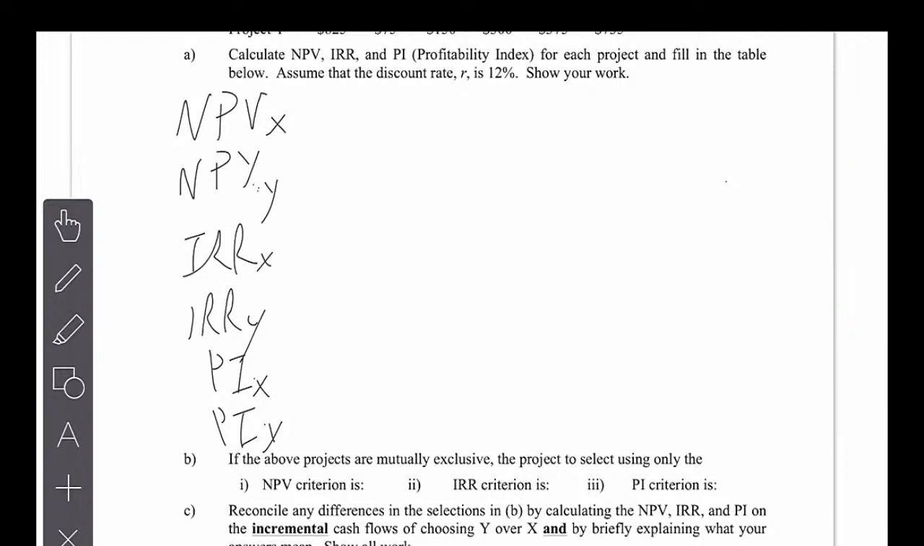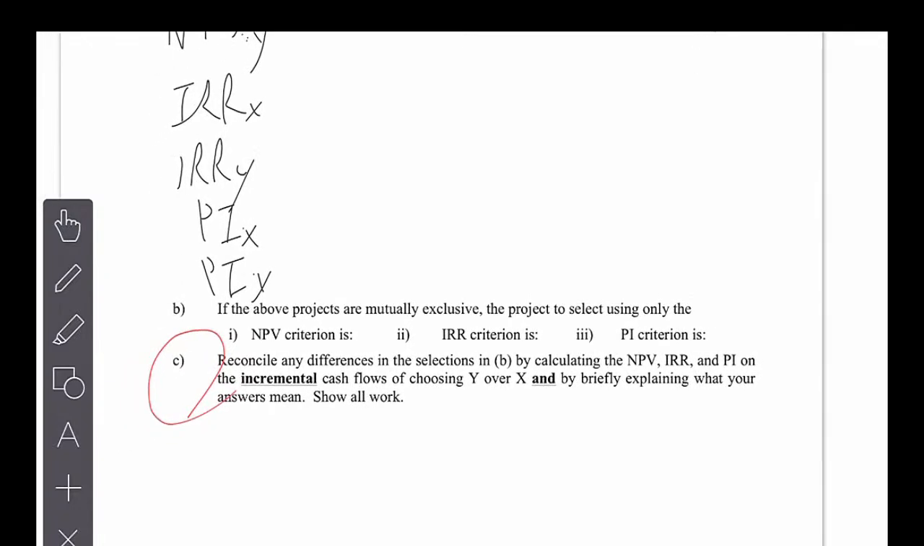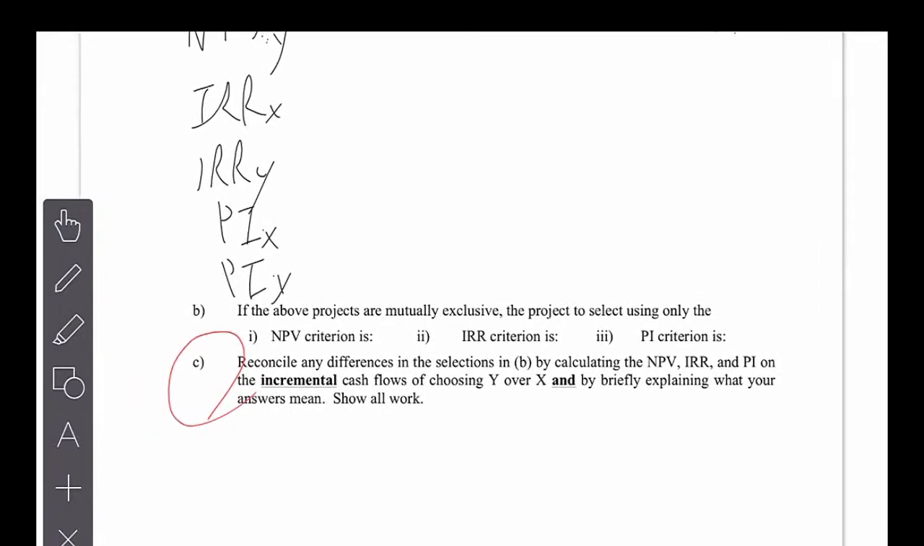Okay? And then I want you to do this for incremental cash flows. So first I want you to treat them like independent projects, and then I want you to do this for incremental cash flow over here, and tell me which projects you pick.